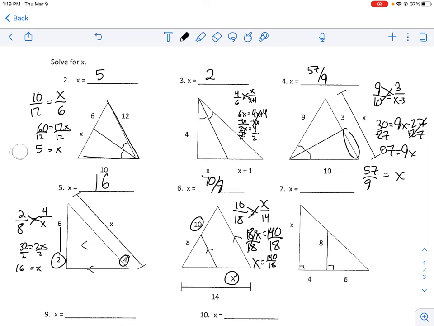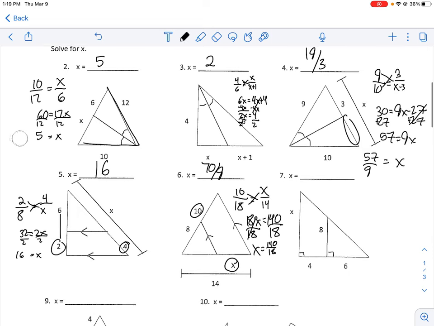The next one is number 7. We can actually write this as 19 over 3. I must have to simplify that one. 19 over 3.